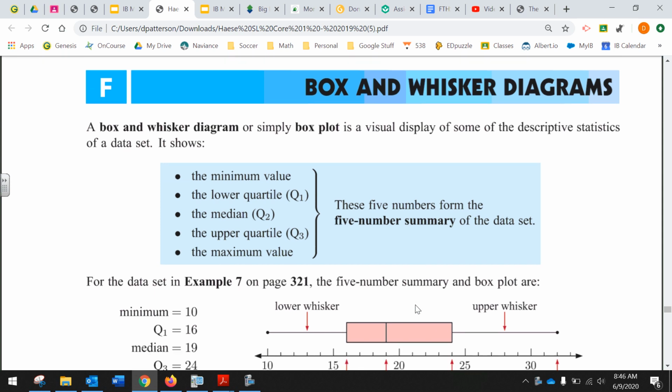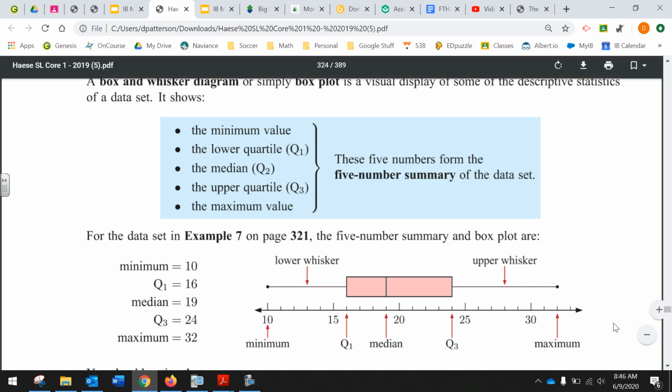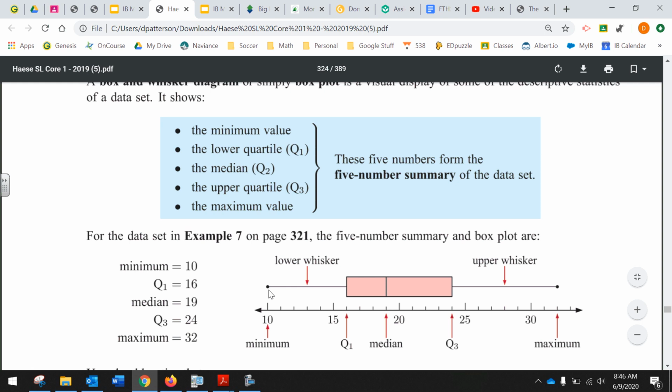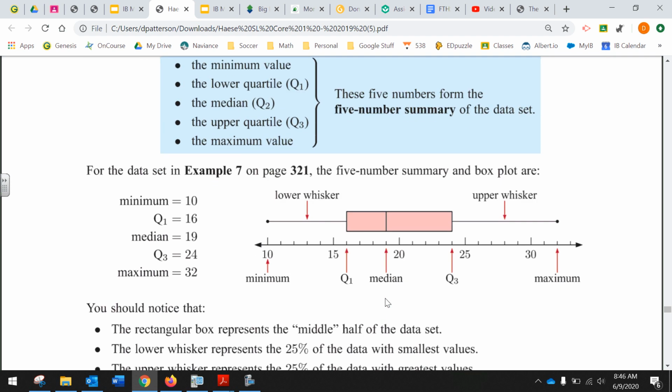So how do we do that? If we have that 5-number summary, looking at this example here, we just make a number line, we put a dot on the lowest value, the minimum, and the highest value, the maximum here, and then we make a box around the quartiles, and then inside that box we do a vertical line at the median. So pretty simple there.